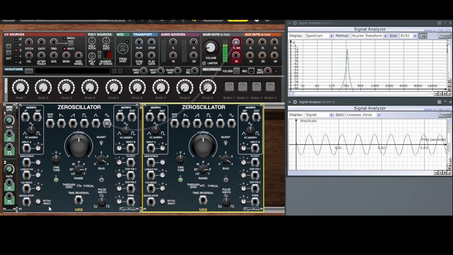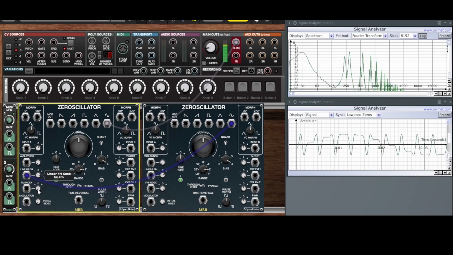Well, time to jump to the other side of the Zeroscillator, to linear frequency modulation. The upper linear FM in-jack is equipped with an attenuverter which sets the strength and the phase of the modulation, and at its 12 o'clock position the modulation strength is 0.